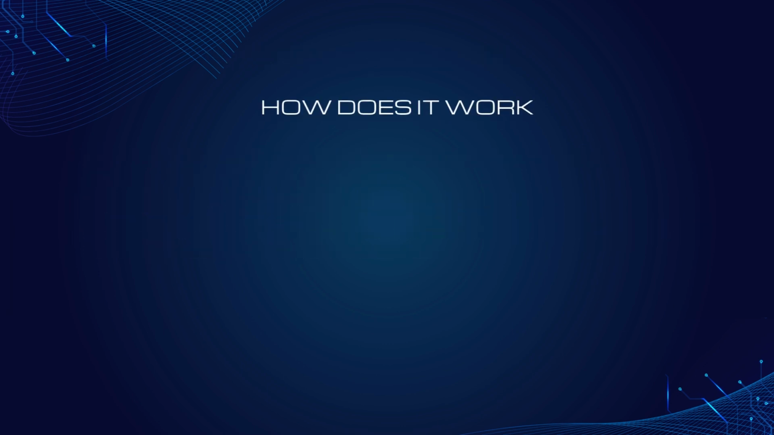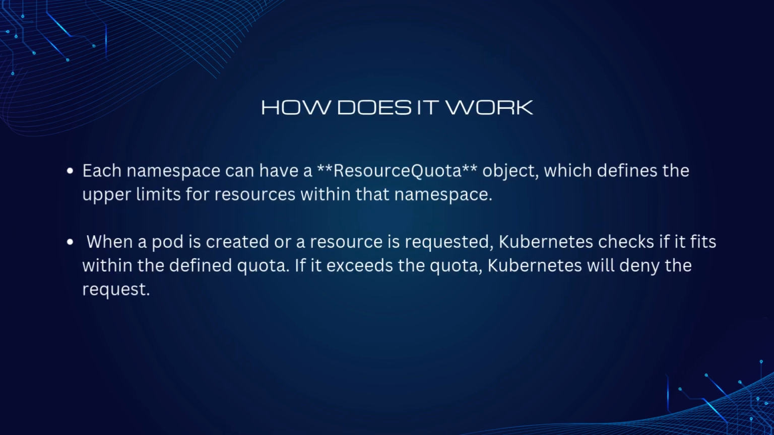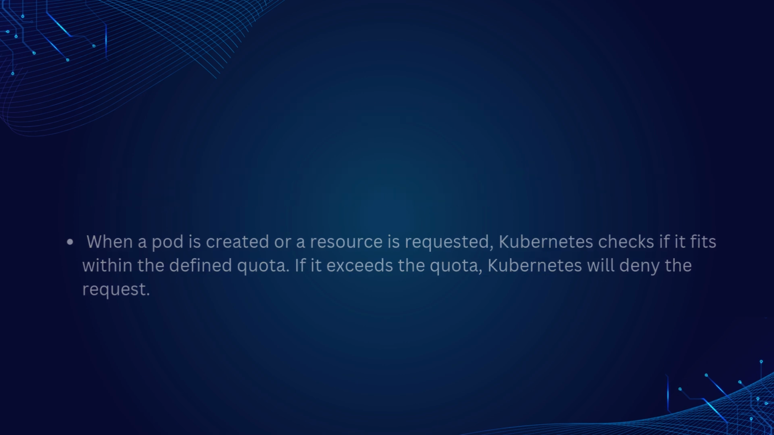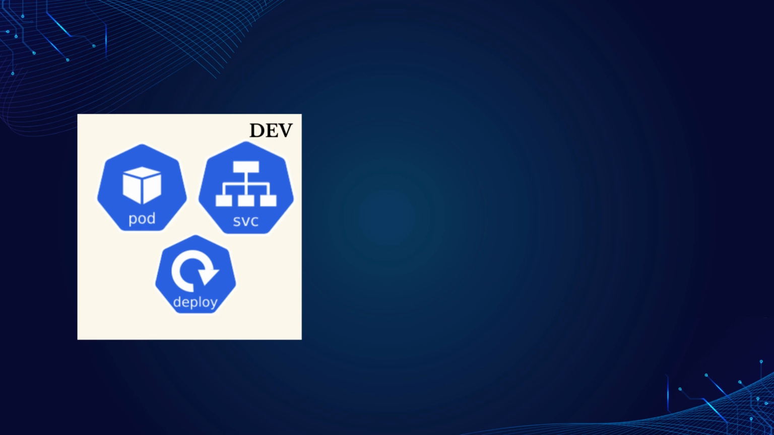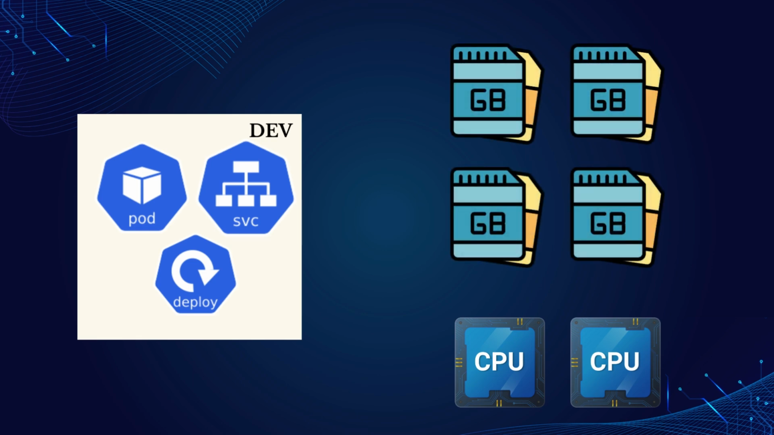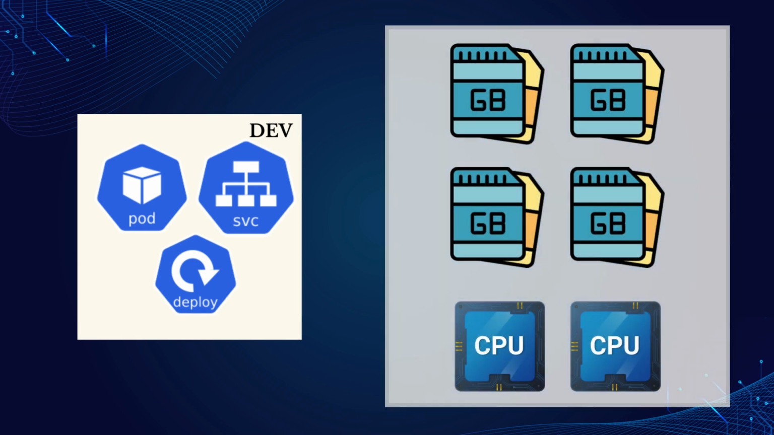How does it work? Each namespace can have a resource quota object, which defines the upper limit for resources within the namespace. When a pod is created, a resource is requested. Kubernetes checks if it fits within the defined quota. If it exceeds the quota, Kubernetes will deny the request. Let's look at an example. Let's say you have a namespace for the dev environment. You want to limit its usage to, like, 2 CPUs or 4 GB of memory. You define a resource quota like this.